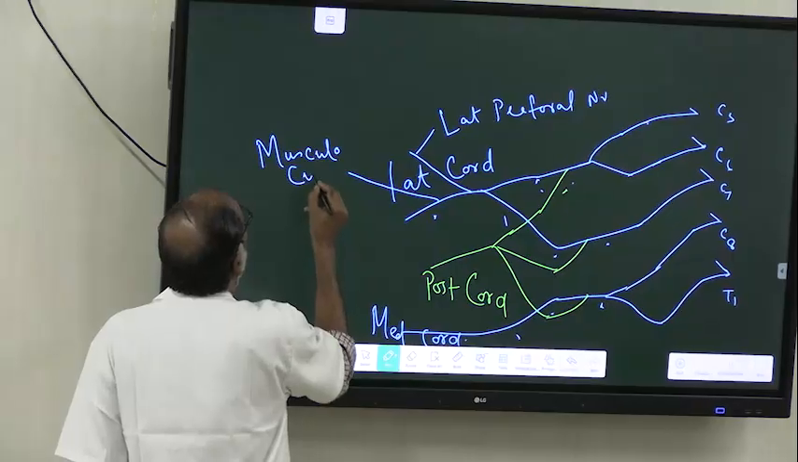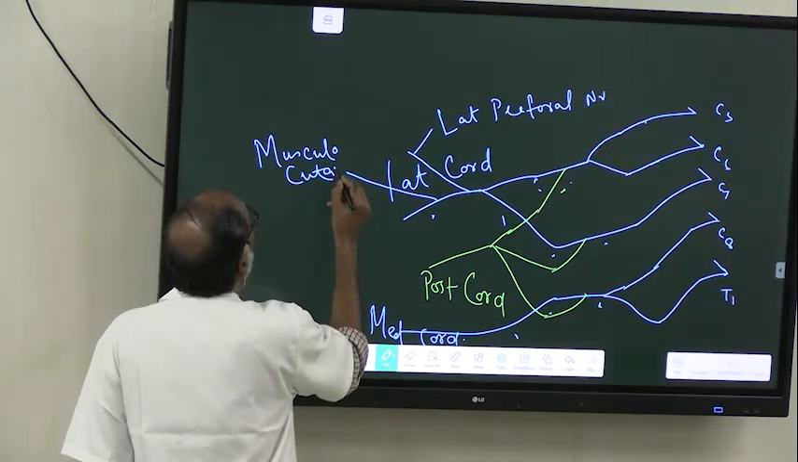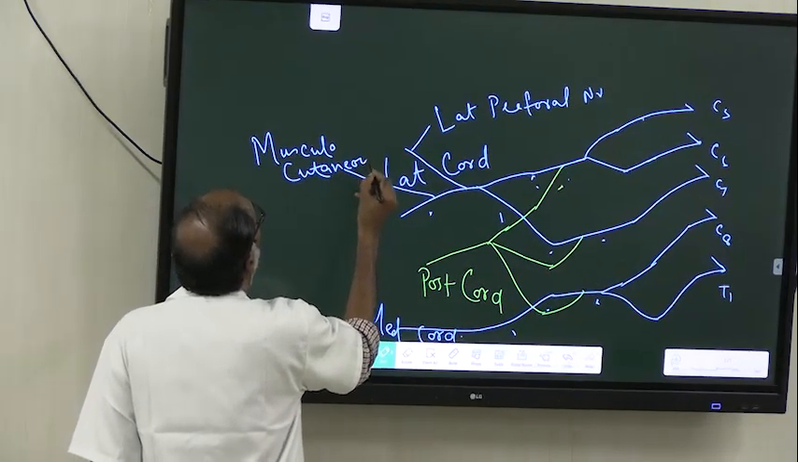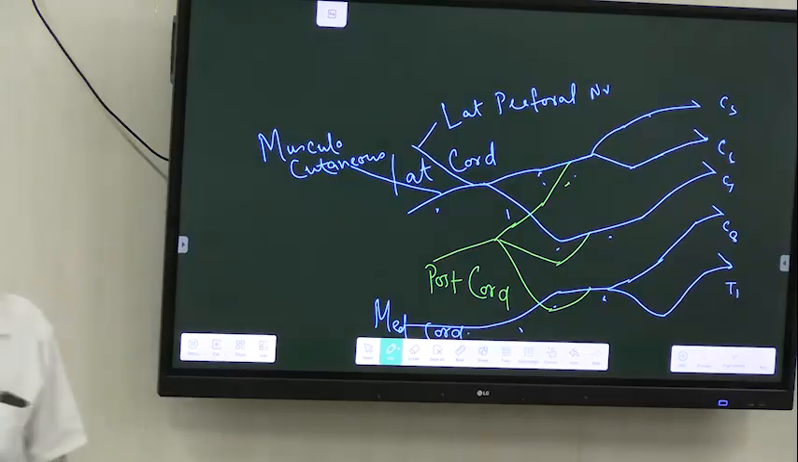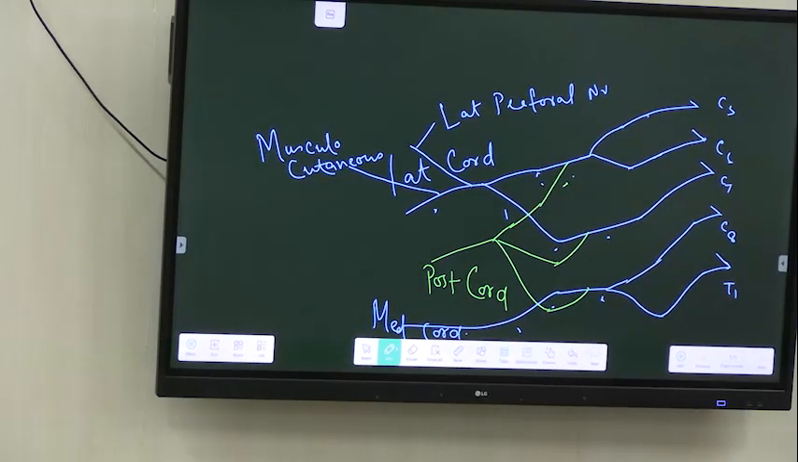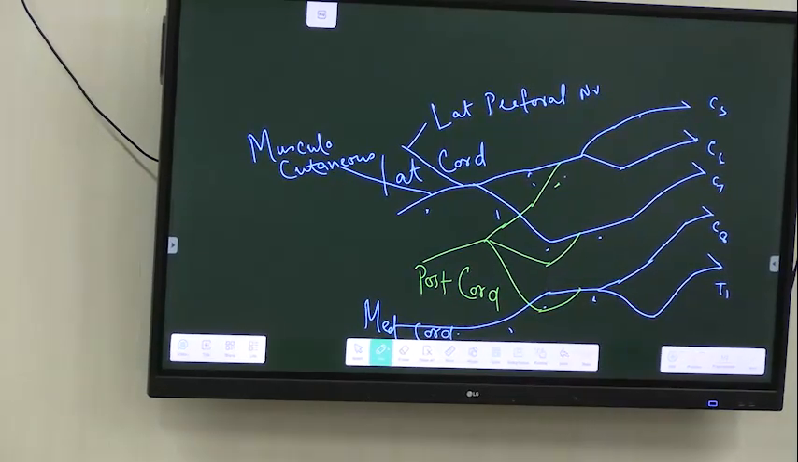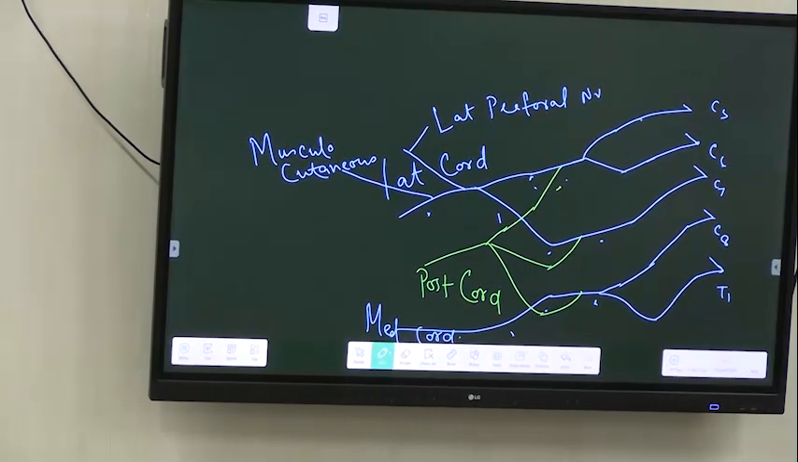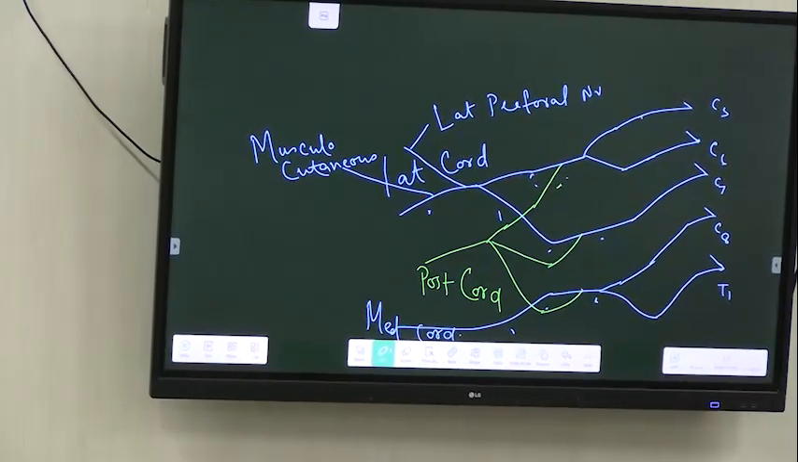Musculocutaneous. Musculocutaneous means it supplies muscle as well as skin. Skin supply means sensory part. So it is a mixed nerve. Mixed nerve means it has both components, motor component as well as sensory component.